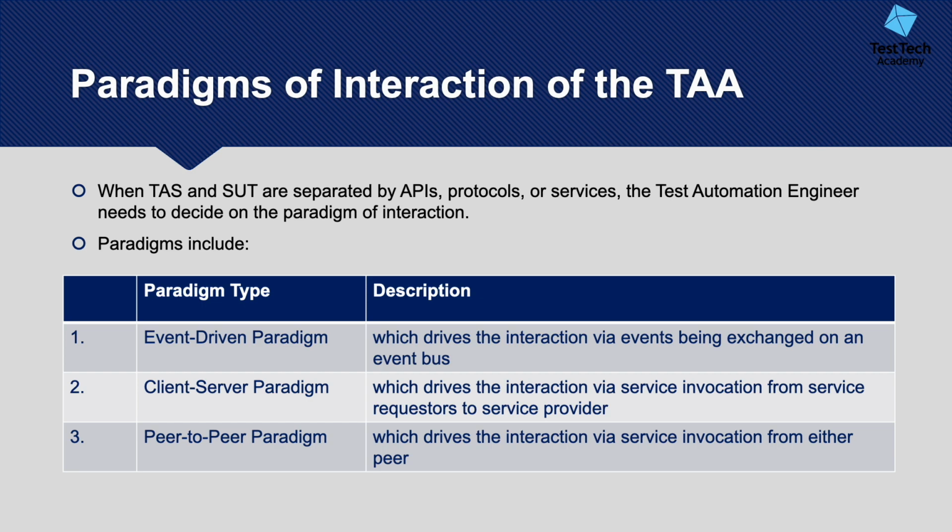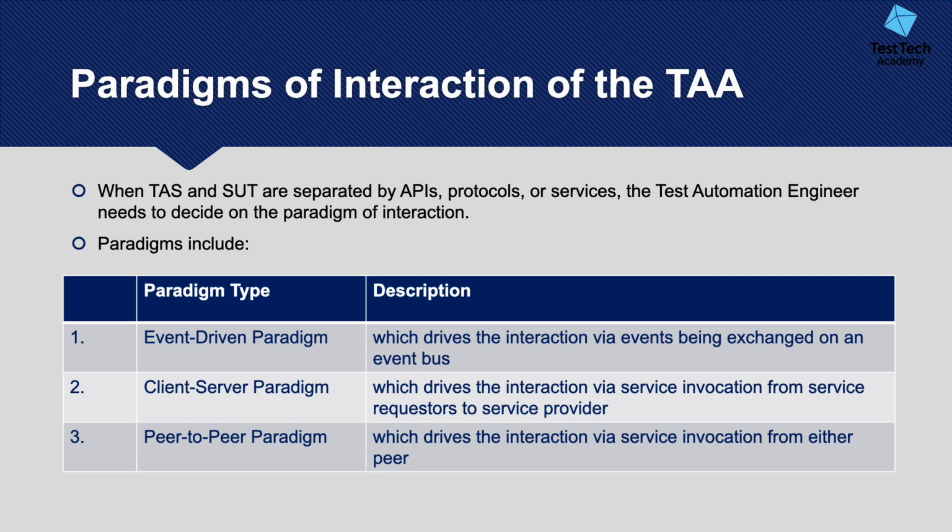When a performer, you can say SUT, starts playing music, it triggers an event, for example, a song, that the audience, the test automation solution, responds to by clapping, dancing, or cheering. In automated testing, this could involve monitoring user interface events such as button clicks or page loads and triggering tests based on those events.